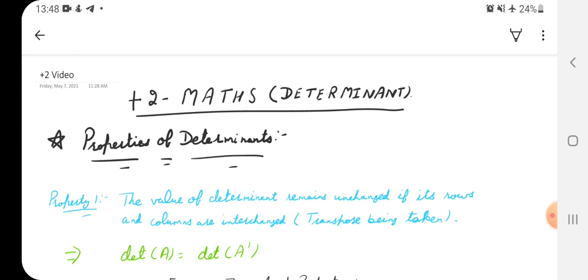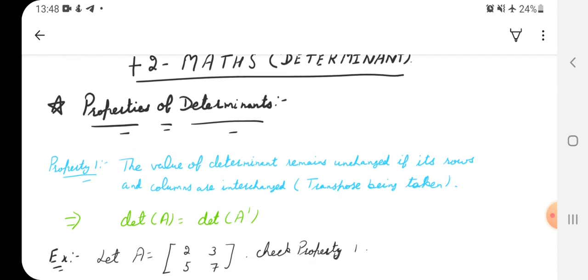So, the first property says the value of a determinant remains unchanged if its rows and columns are interchanged. So, if I take one matrix A and I take its determinant, that will be equal to the determinant of the same matrix when rows and columns are interchanged, right? Now when rows and columns are interchanged, that means the transpose is being taken. So whenever we take the transpose of any matrix, its determinant will remain the same. That implies determinant of A will be equal to determinant of A transpose, right?